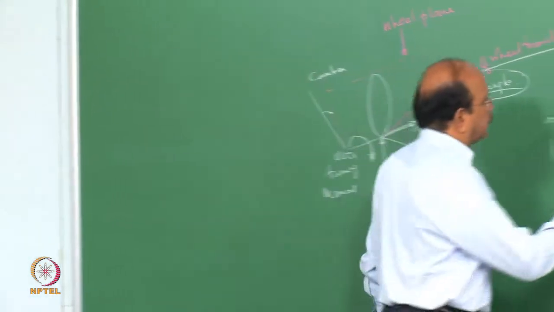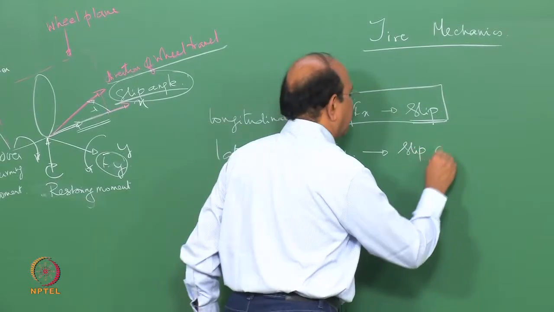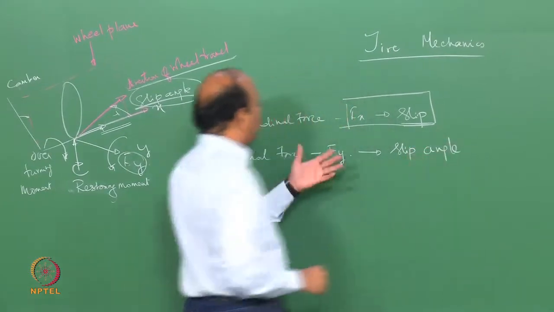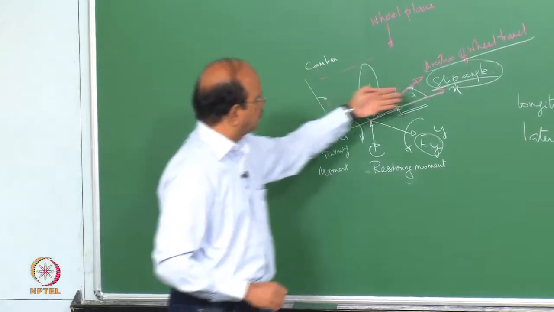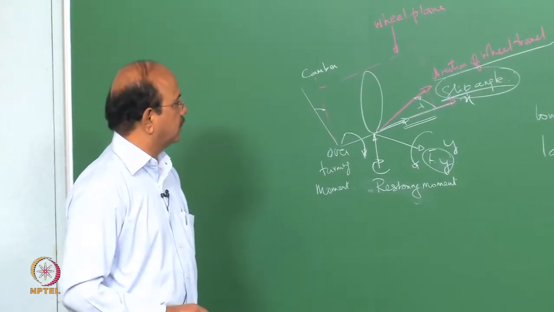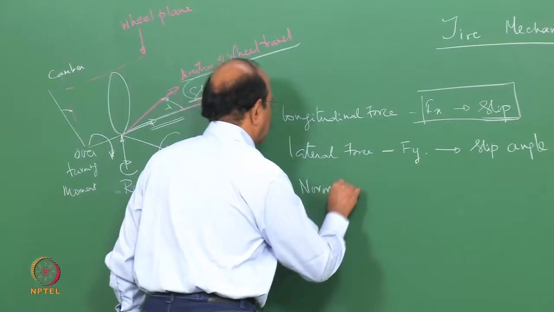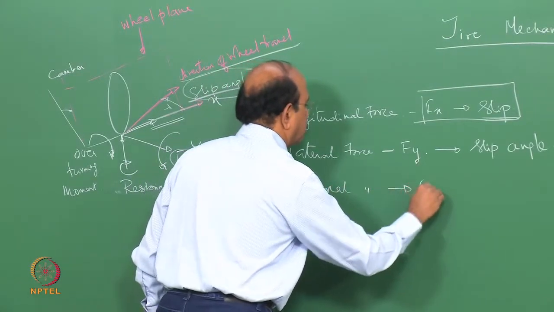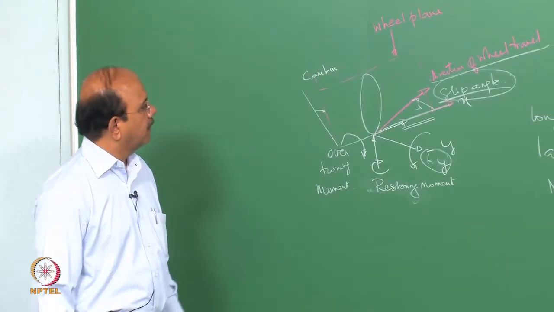So we have a lateral force Fy, and that is due to what is called the slip angle. In other words, when the lateral force does not exist, the slip angle does not exist, and the direction of travel is along the x direction. Then of course we have the normal force, Fz, which is normal to the wheel plane. That is the ground reaction as we called it in the last class.